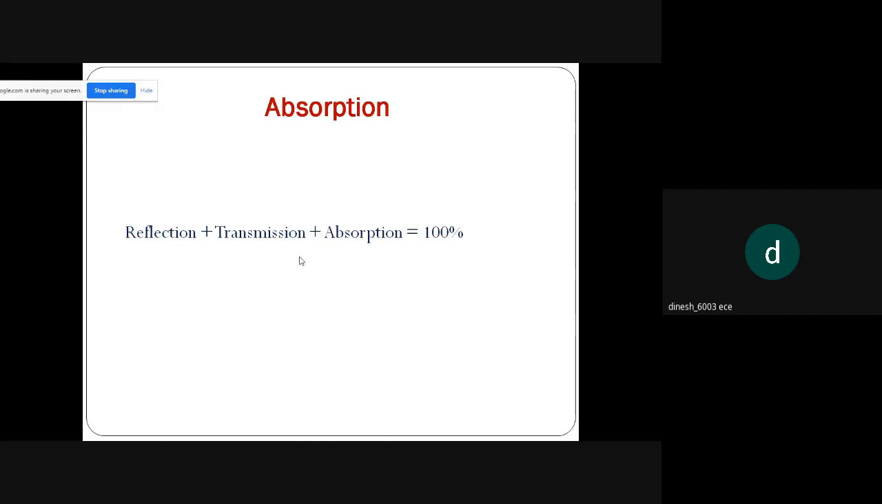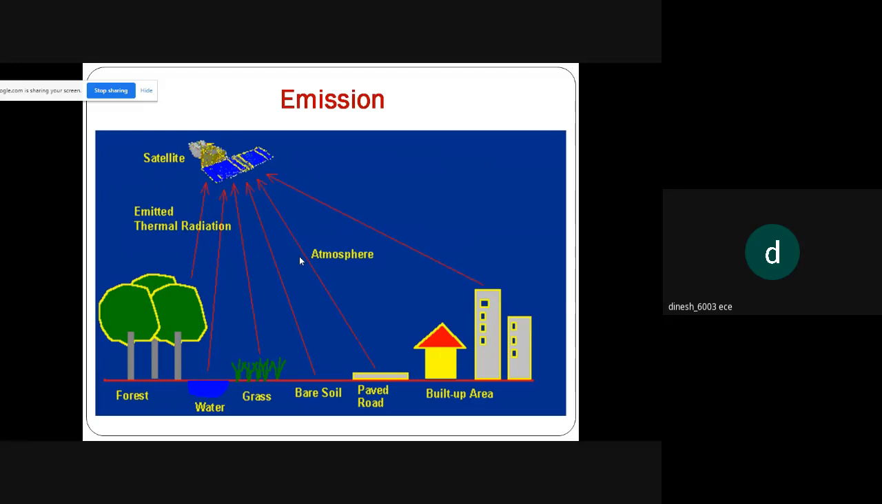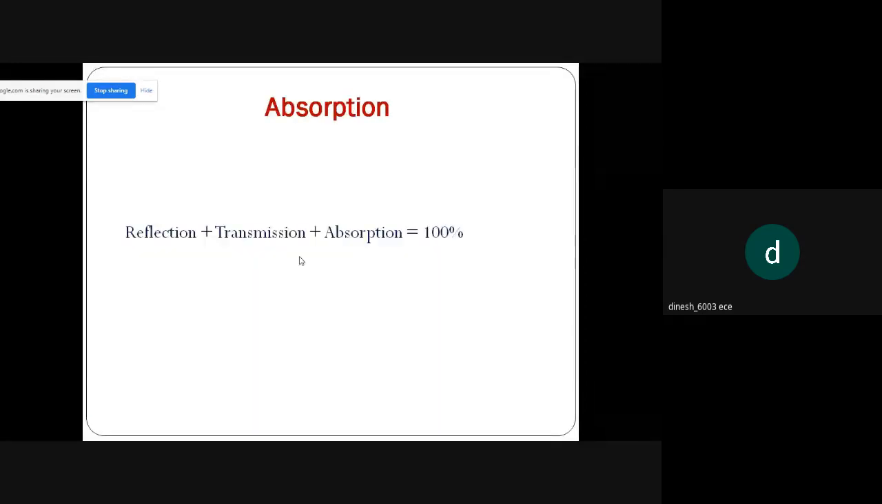Next is absorption. Reflection plus transmission plus absorption will be 100%, with respect to your incident radiation.